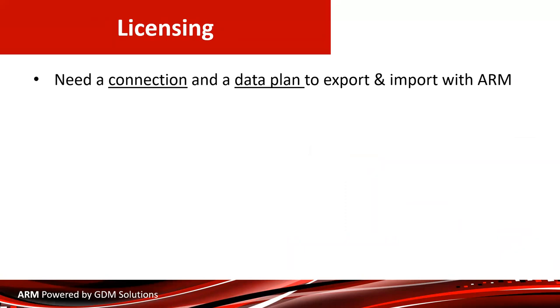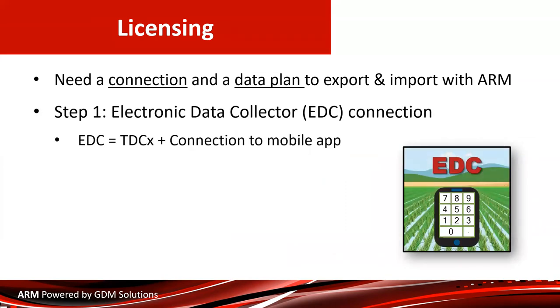All right, so to look at the licensing for using ARM Mobile in your organization, you will need a connection and a data plan. So step one, the electronic data collector add-in, we call EDC for short, is the connection between your ARM software and data collection apps like ARM Mobile. So really at a technical level, this enables your ARM to export your trial definitions and that base information, which is then used by ARM Mobile.